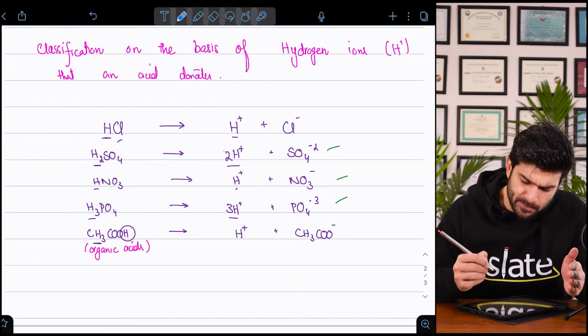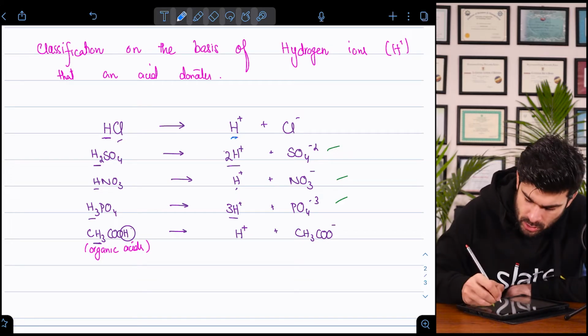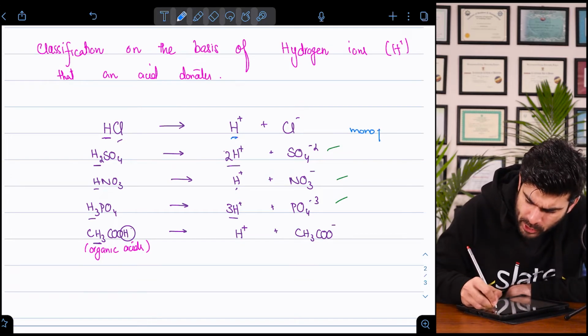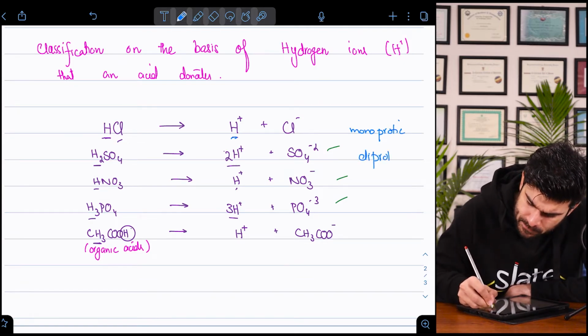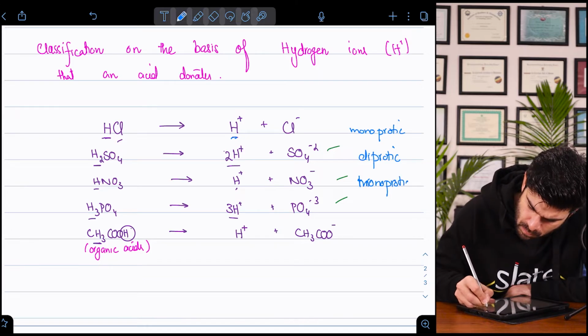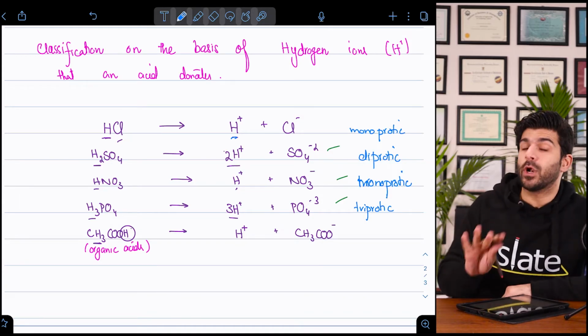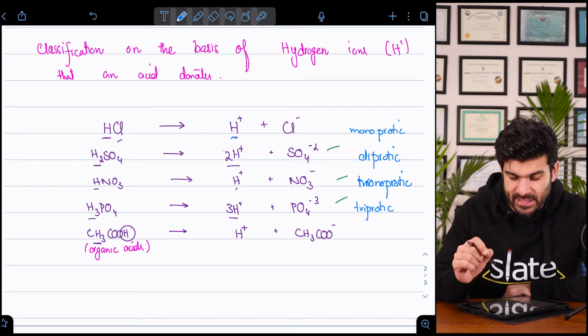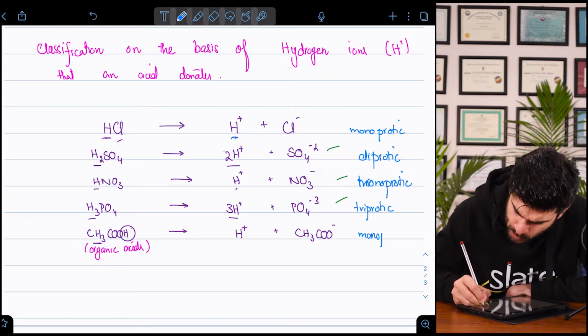So on this classification, what do we call these? This is just giving 1 proton, so monoprotic. This is diprotic. This is also monoprotic. This is triprotic. And lastly, though it has 4 hydrogens, acetic acid, ethanoic acid, is only giving out 1 hydrogen. So this too is monoprotic.